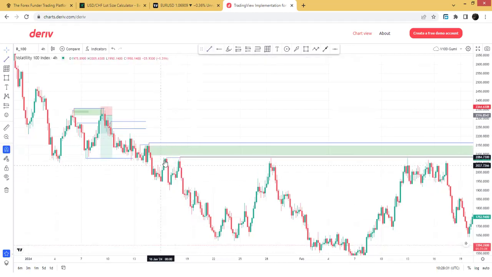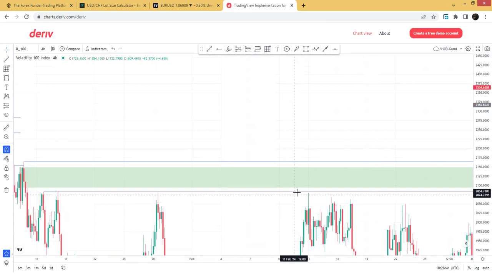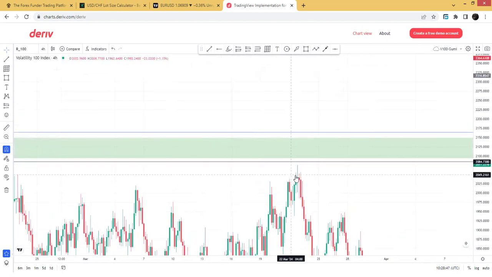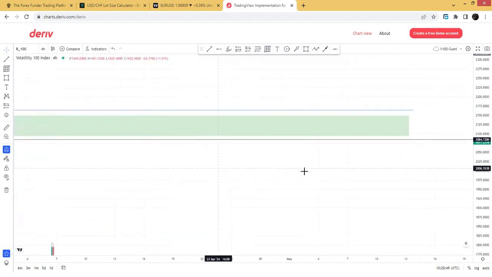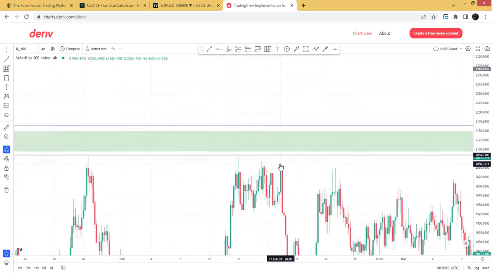So there's no money here again. But there's money here. It hasn't been taken. There's money here. There's money here. You can see this point, this candle here hasn't been taken. There's money again here. So look at that. There's money resting everywhere above here.